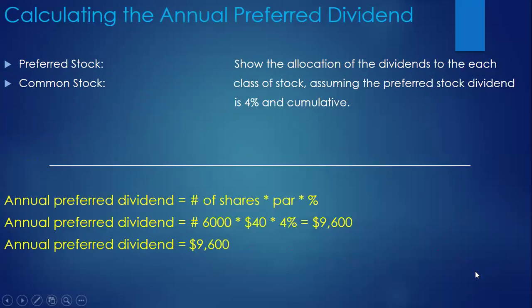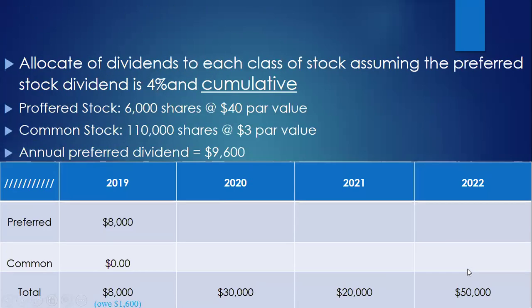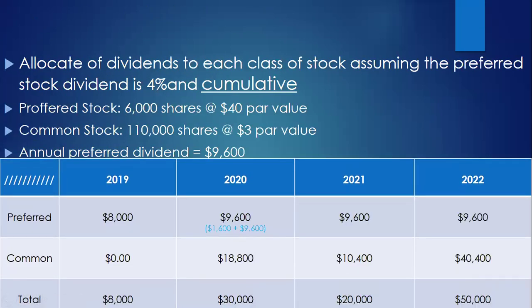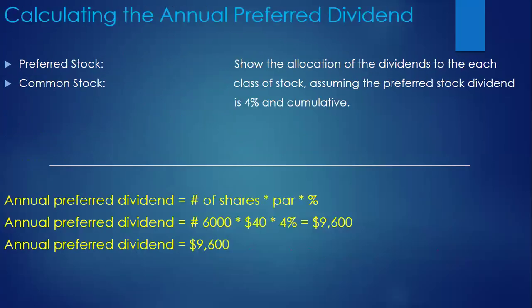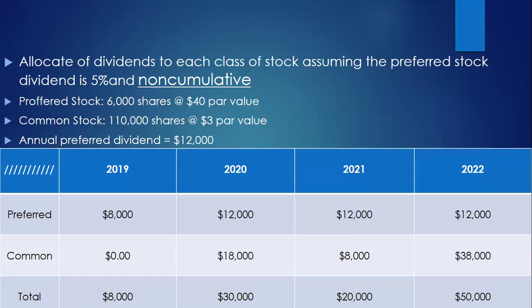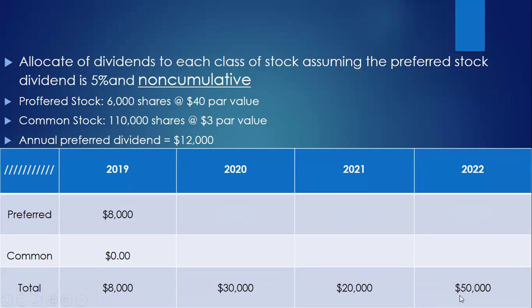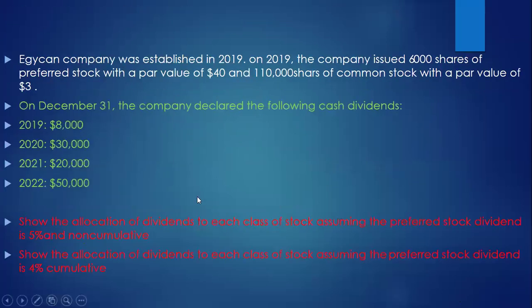The rest goes to the common stockholder. So total of 50. Where did I get those numbers? 8, 30, 20, 50. Those are given. This is what the business or the firm decided to do, for year 2019, year 2020, year 2021, and year 2022.